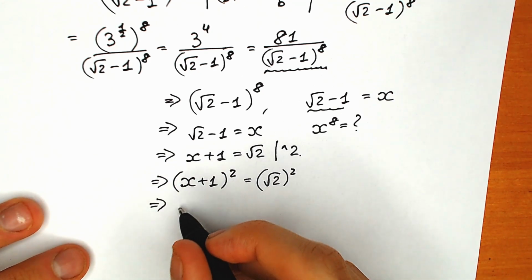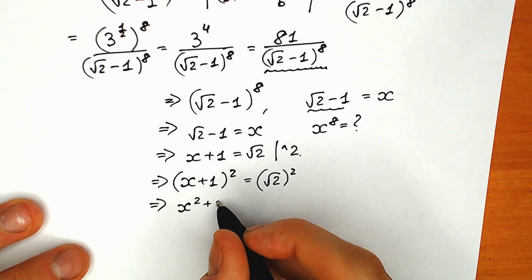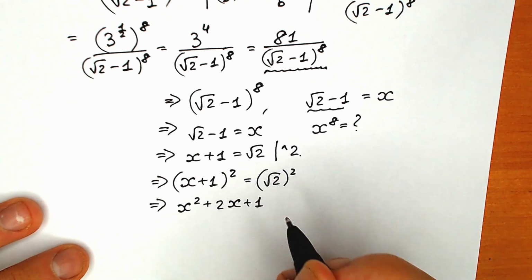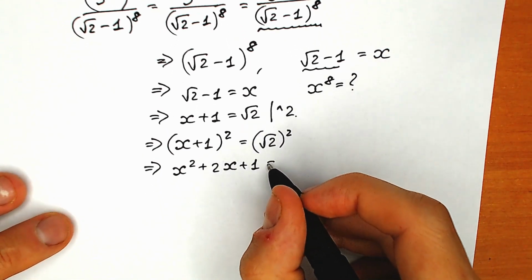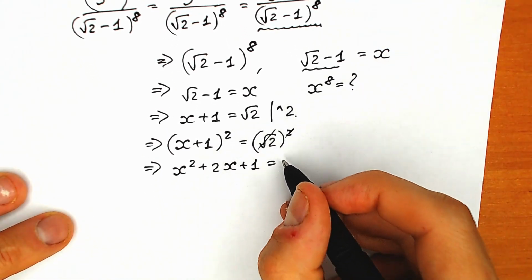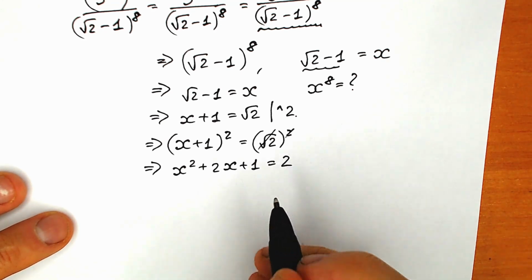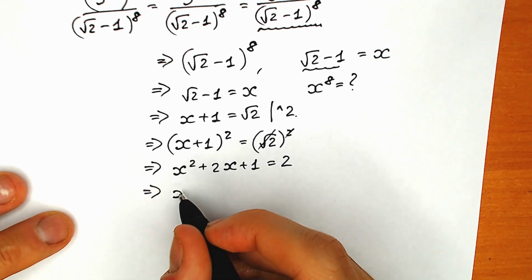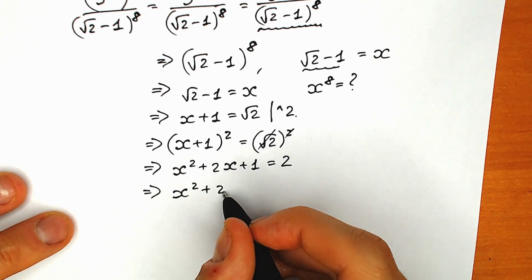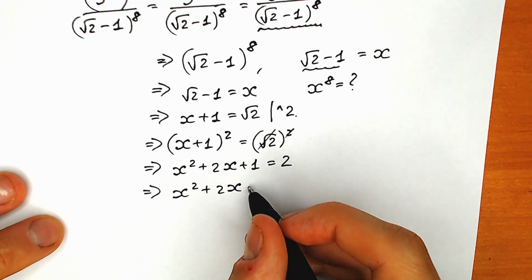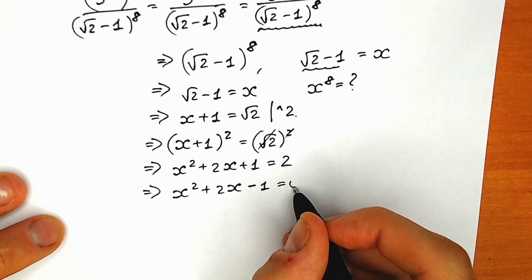We have our formula, x squared plus 2x plus 1. On the right side, we can easily cancel the square root sign, so we have only 2. Right now, let's subtract 2 from both sides. As a result, we will have 0 right here. So we have x squared plus 2x minus 1 equal to 0.